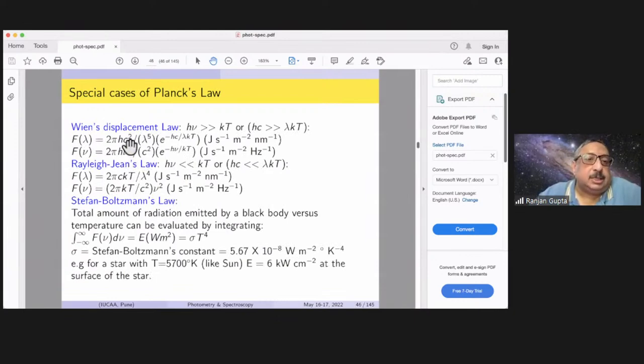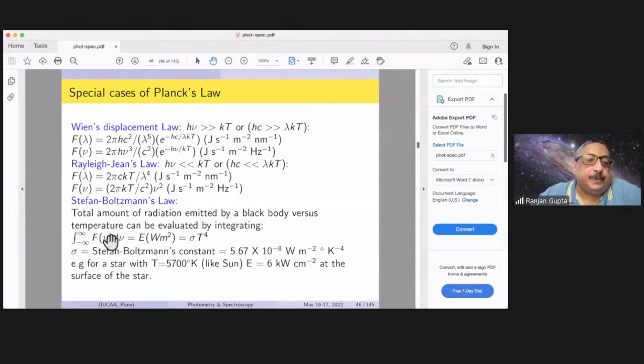There are three conditions. One is Wien's displacement law. It is a direct consequence; we will come to that. h nu much, much less than kT, or hc much, much larger than lambda kT. Then you have these two formulas. And similarly, the Rayleigh-Jeans law is the other way: hc much, much less than lambda kT.